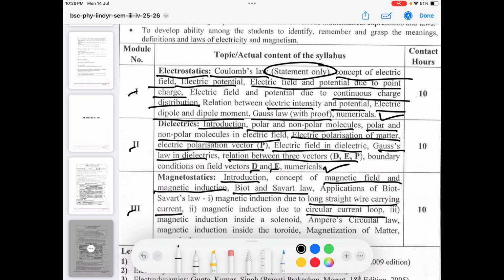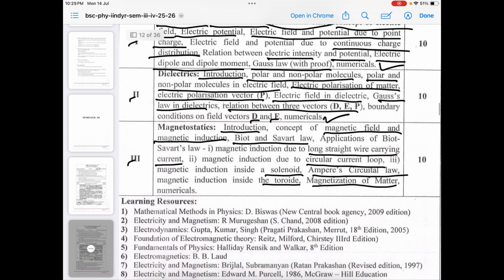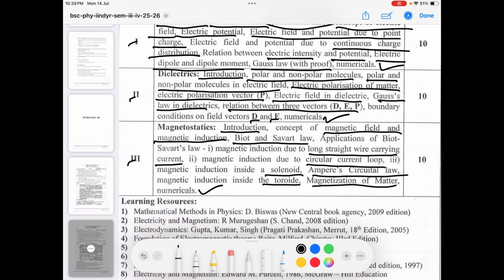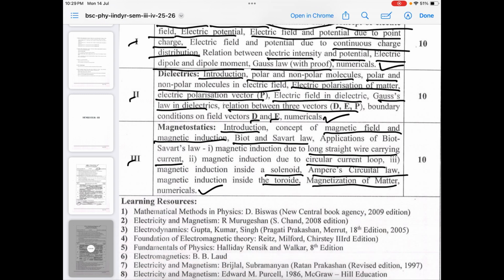Then we have to see magnetic induction inside a solenoid. Then we have to see the famous Ampere circuital law. Then we have to see magnetic induction inside a toroid and magnetization of matter. And based on this we have to see the numericals. This is all about the introductory part.